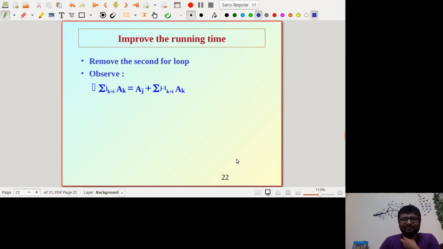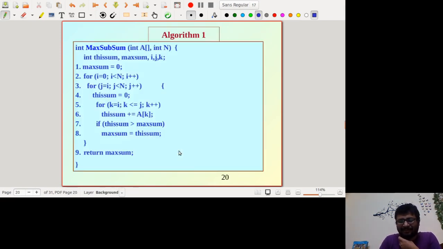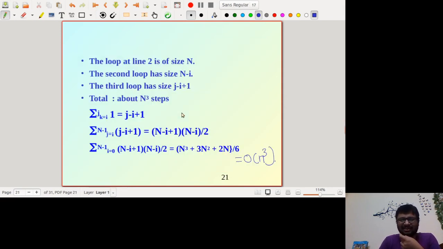Now, let's improve our algorithm. You observe this. There is some repetition in this computation. We are computing some subarray sums repeatedly and not utilizing previous computations.